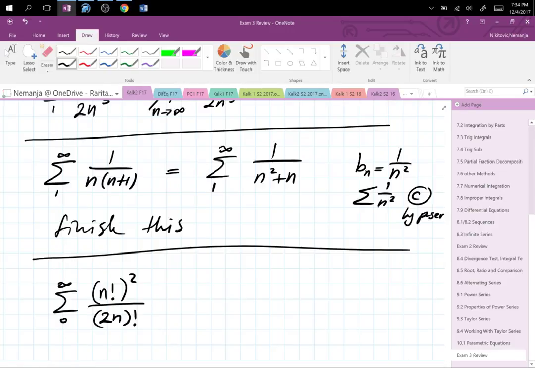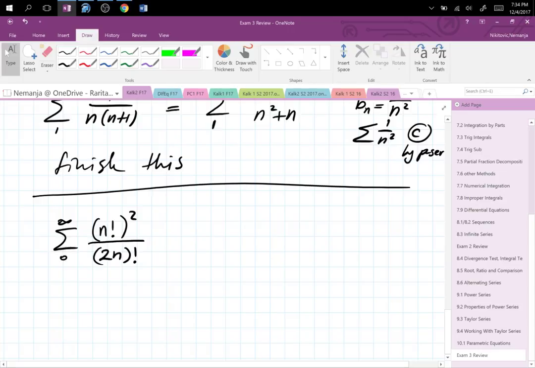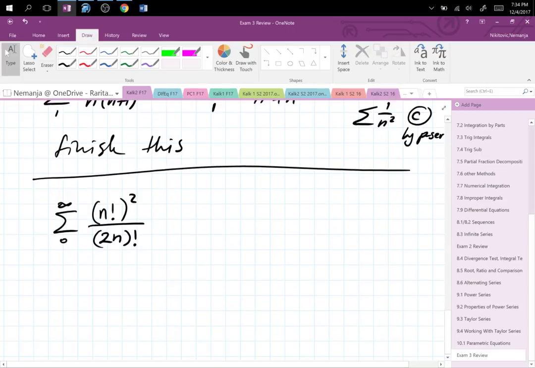Factorials equals ratio test. Can we all say that? Factorials equals ratio test. See? There we go. So algebra here is the trick.